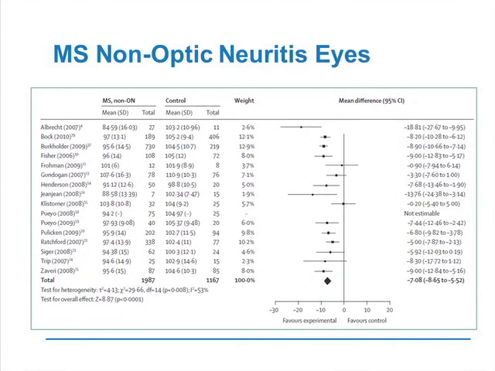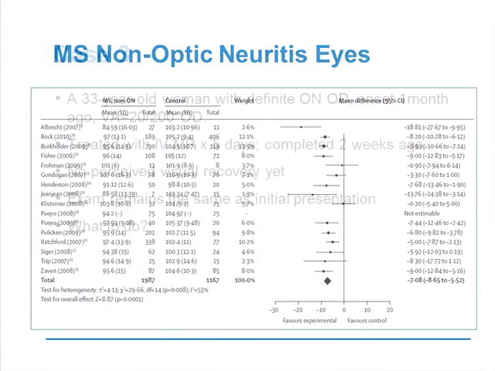We can also look, though, at eyes that have not had optic neuritis, and even there, approximately 8 or 9 microns of loss is identified in eyes even if they've not experienced optic neuritis. So the message from these two tables is that retinal nerve fiber layer loss occurs most dramatically following optic neuritis, but also occurs slowly over time, even in eyes that have not had clinical optic neuritis.